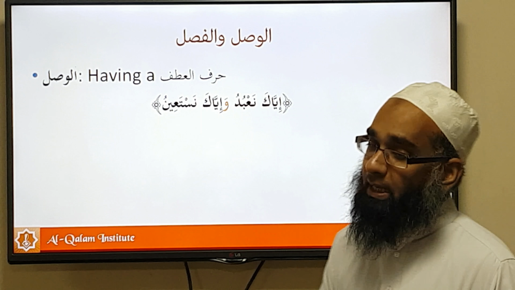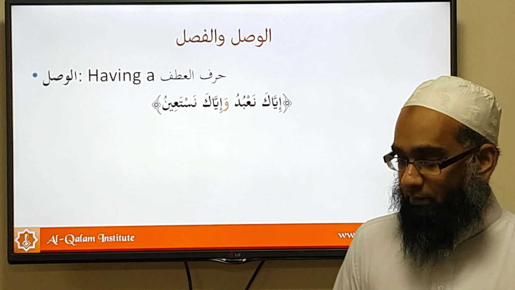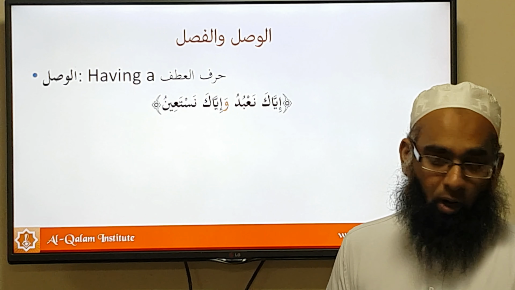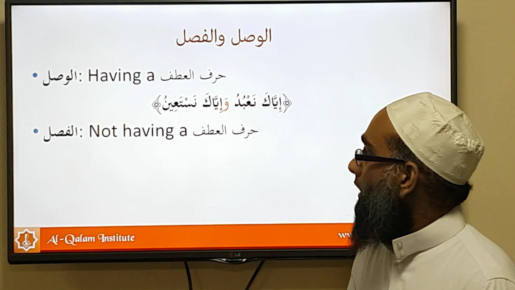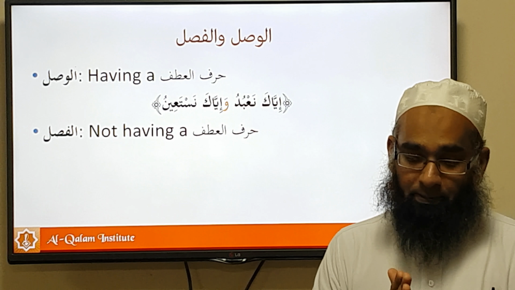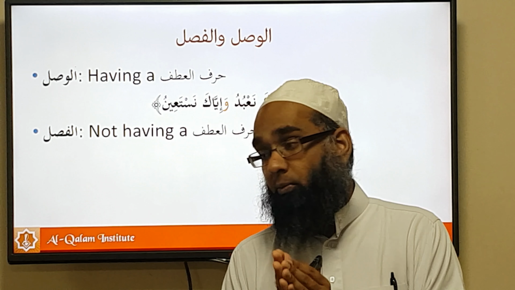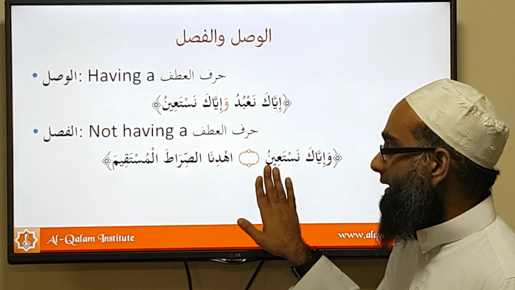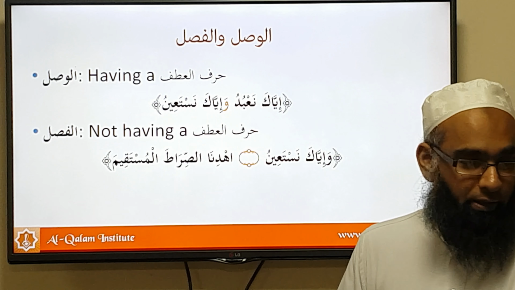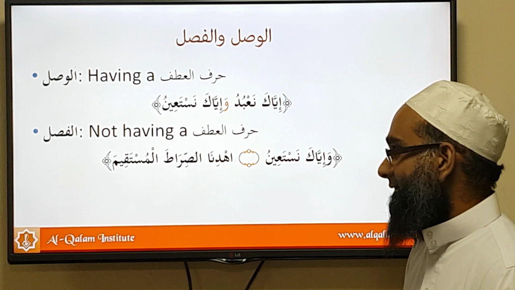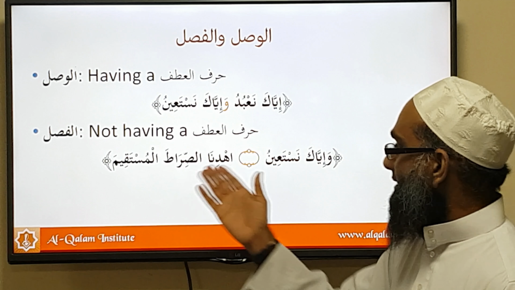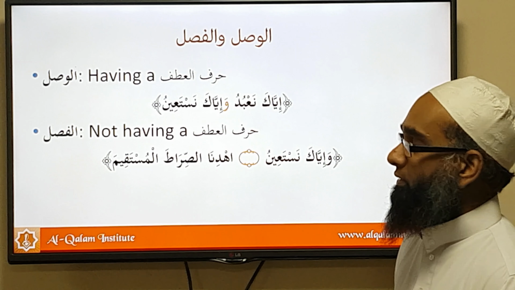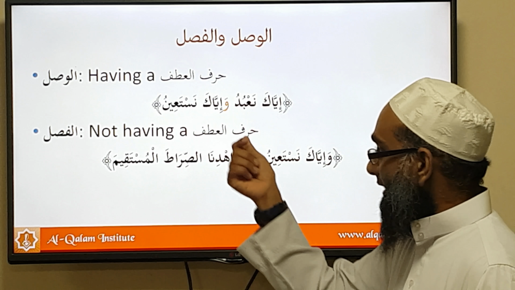For example, إِيَّاكَ نَعْبُدُ وَإِيَّاكَ نَسْتَعِينُ. So what's happening here? There are two sentences, and what is there in between? Waw, harful atf. And fasl means two sentences come together, but these two sentences are not joined with a harful atf waw. For example, وَإِيَّاكَ نَسْتَعِينُ اهْدِنَا الصِّرَاطَ الْمُسْتَقِيمَ. There's no waw there. You see, there are two sentences, but there's no waw. This is called fasl.